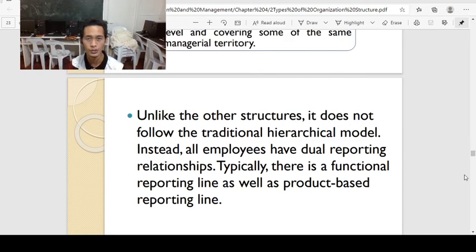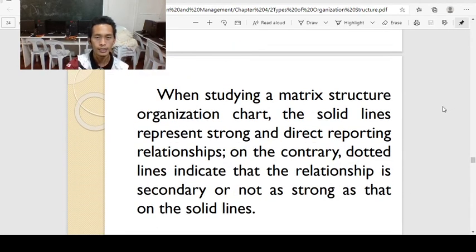Unlike the other structures, it does not follow the traditional hierarchical model. Instead, all employees have a dual reporting relationship. Typically, there is a functional reporting line as well as a product-based reporting line. Okay, for example, when studying a matrix structure organizational chart, the solid lines represent strong and direct reporting. So the employee has a strong and direct reporting, meaning he is under this line function.